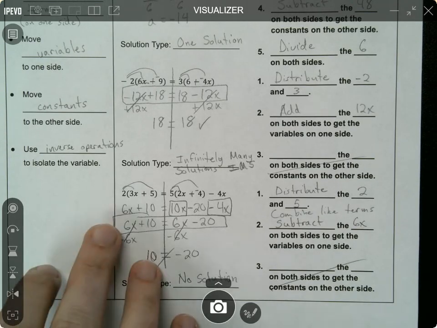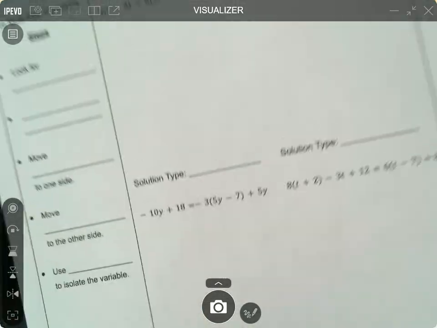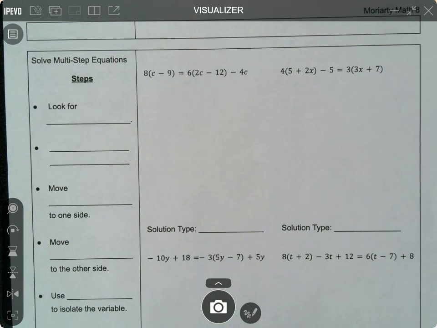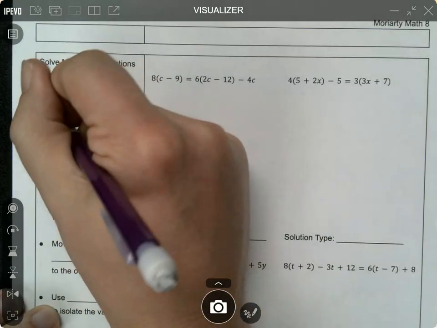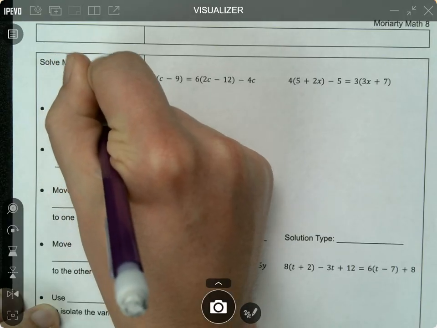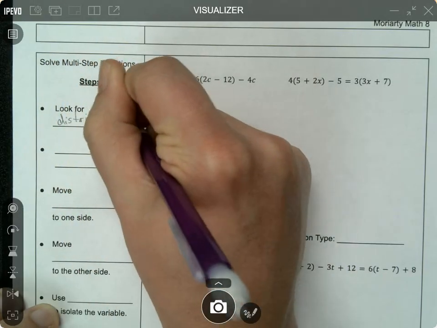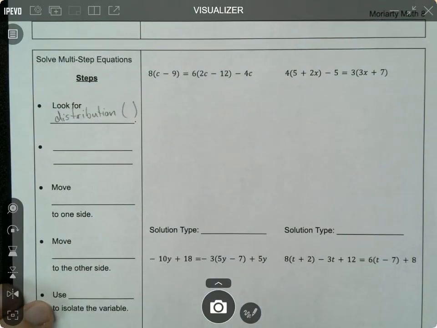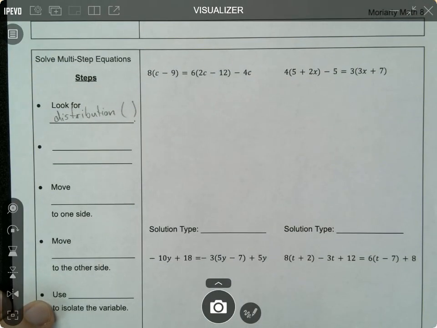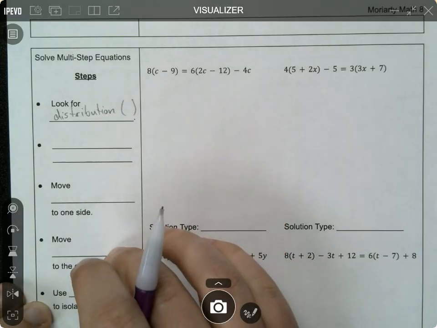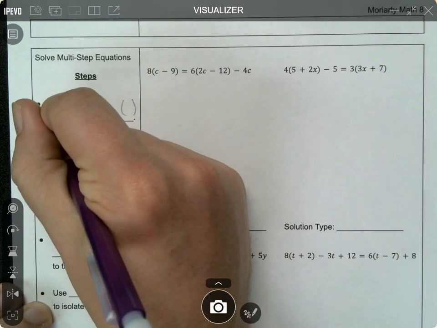What I'd like for you to do on the back side, you're going to try these. Before we do, I really do want you to write these steps. Some of you in here understand this and you understand it pretty well. Most of you, I don't know yet because I haven't graded your quizzes. I'll find out though. But I want you to write these. I want you to have these.